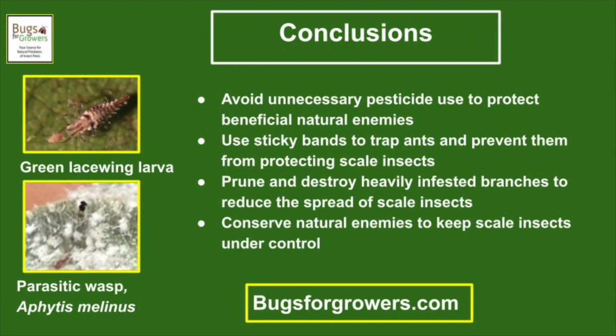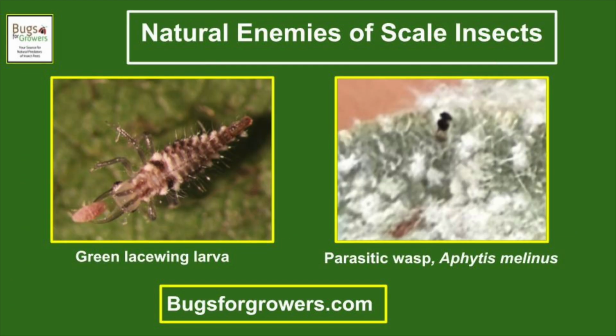In conclusion, farmers should avoid unnecessary pesticide use to protect these beneficial insects. Ants should be controlled using sticky bands to prevent them from protecting scale insects from natural enemies. Heavily infested branches should be pruned and destroyed to reduce the spread of scale insects. When natural enemies are protected, scale insects stay under control. Therefore, farmers should encourage beneficial insects for healthier crops and better yields.